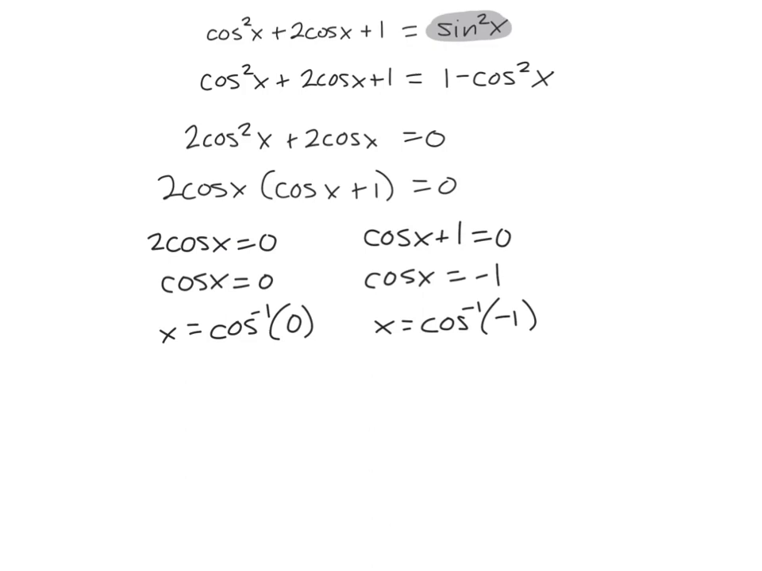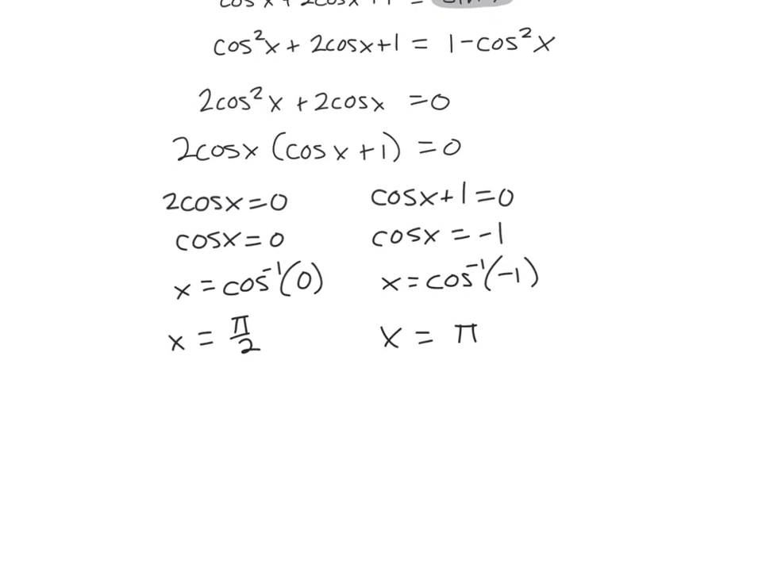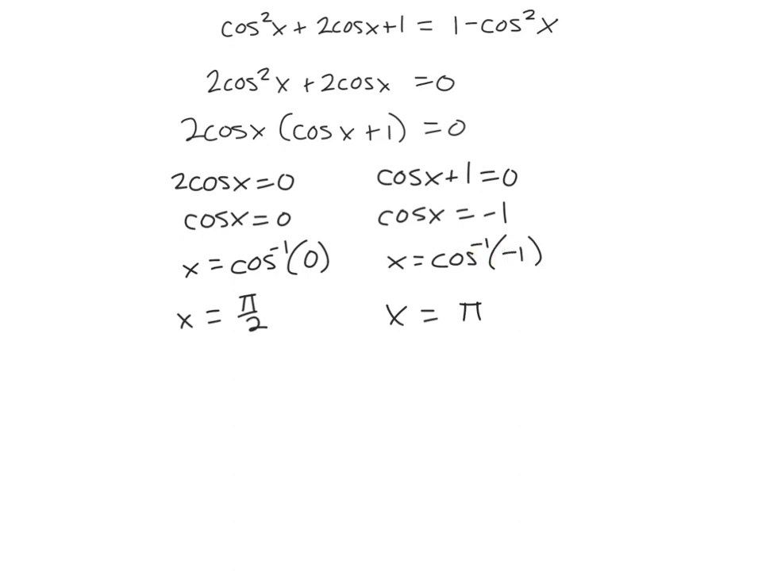So the arc cosine of 0, knowing the range of arc cosine is 0 to pi, would be pi over 2. And the arc cosine of -1 would happen at pi. So again, here, if this value is negative, we actually have to go over to quadrant 2.